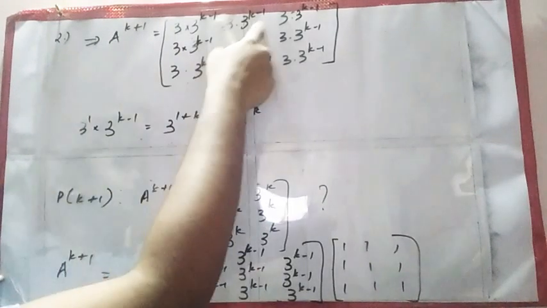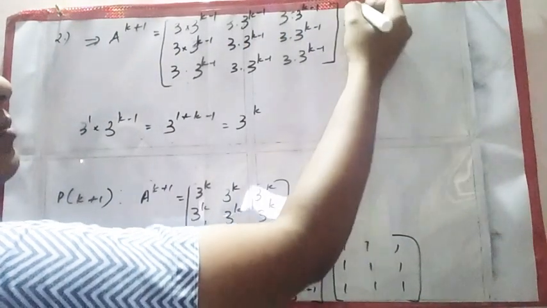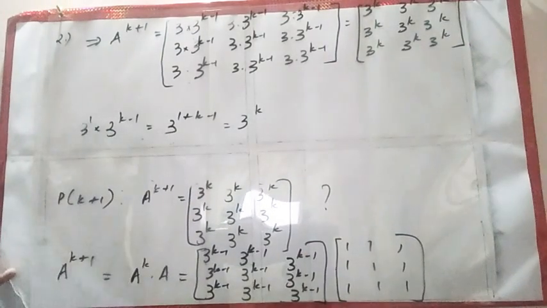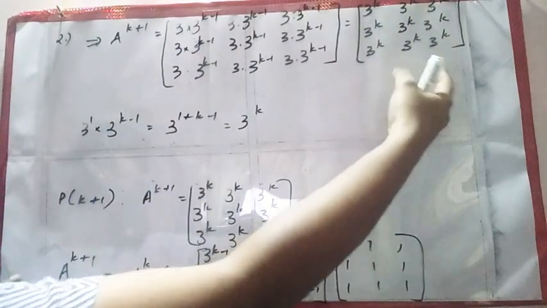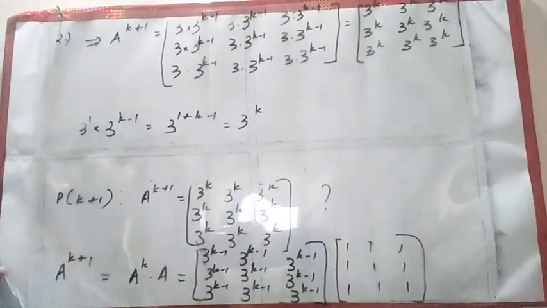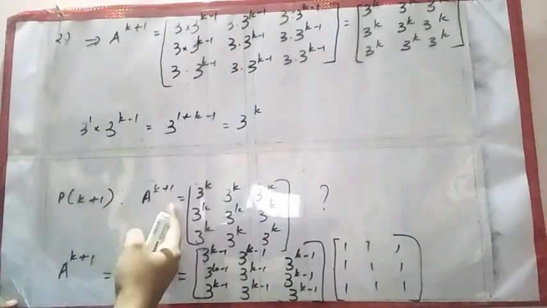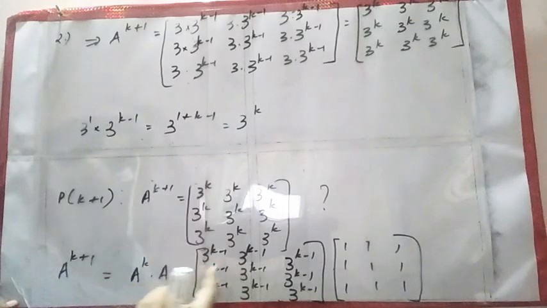That is, here each element becomes 3 raised to k. So we got A raised to k plus 1 as a 3 by 3 matrix with each of its elements as 3 raised to k. Is this what we had to prove? We had to prove the statement P(k+1): A raised to k plus 1 equals a 3 by 3 matrix with each of its elements as 3 raised to k. So we have proved that.